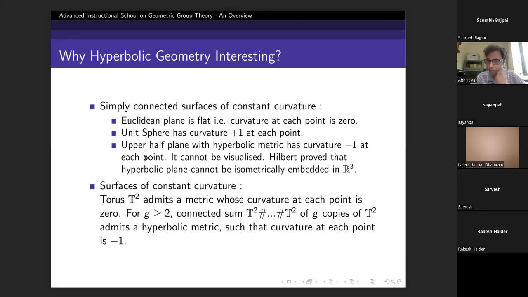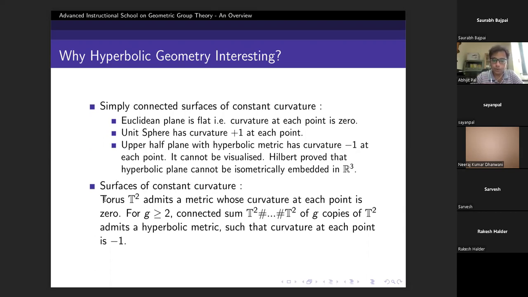And it cannot be visualized. This has been proved by Hilbert: the hyperbolic plane cannot be isometrically embedded in R3. Okay, so now we have an answer for the simply connected surface of constant curvature. Now what about general surfaces? Can you find a surface of constant curvature?